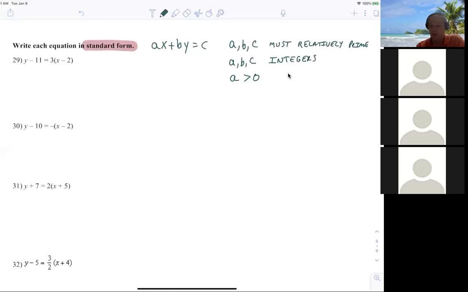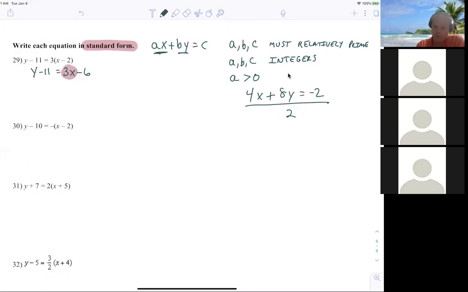relatively prime. Now, relatively prime just means, if I try to write this in standard form, 4x plus 8y equals -2, that's not standard form because I can divide everything through by 2, okay? So to write something in standard form, you always have to put x and y together. So in this case, we're going to go y minus 11, distribute the 3x minus 6. All right, now, because I want the x to be positive, I'm going to leave the x alone.